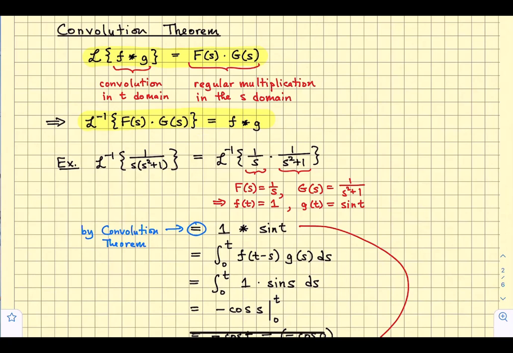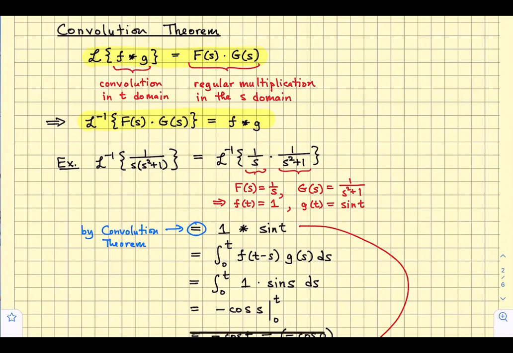And so the convolution theorem says if you take the Laplace transform of f convolved with g, you'll get big F regular multiplied times big G of s. But if you were to read this backwards, if you inverse transform this, then you will get this. So that's what this says.